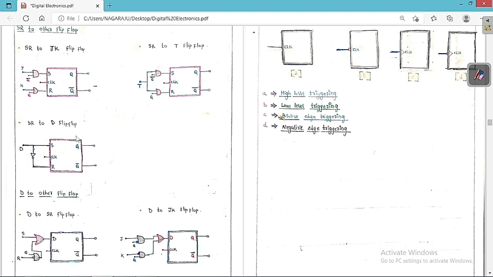Similarly, SR to D flip-flop. So I already told you, first you have to create an AND gate between this S and R. Then we are going to get what is called a D flip-flop from the SR flip-flop.